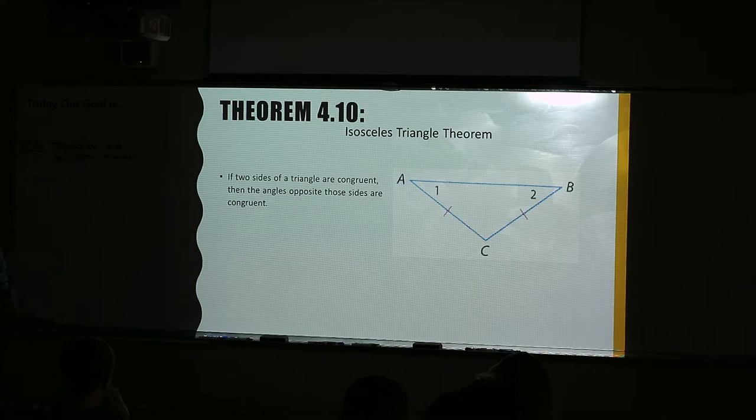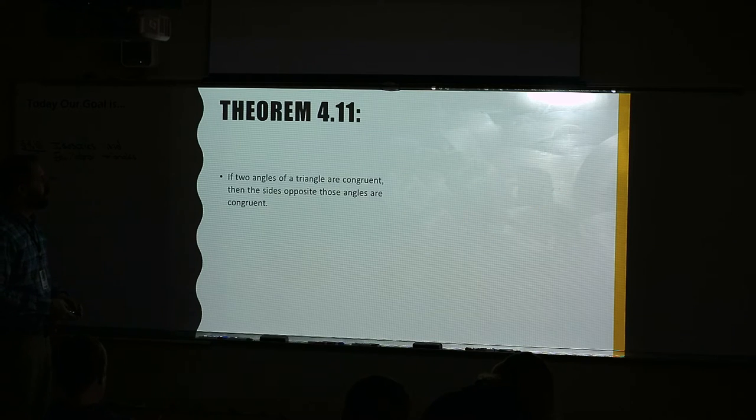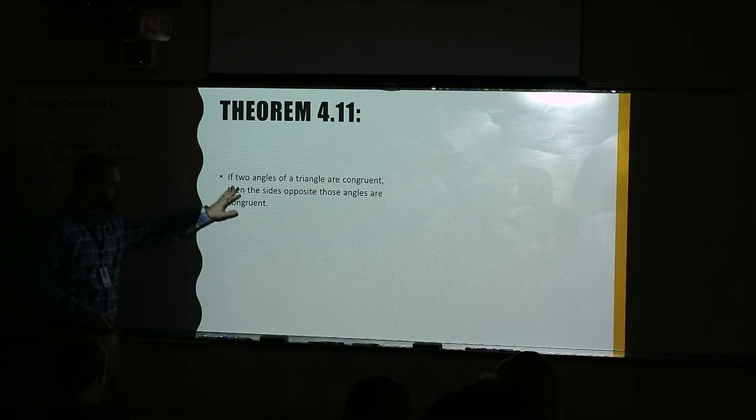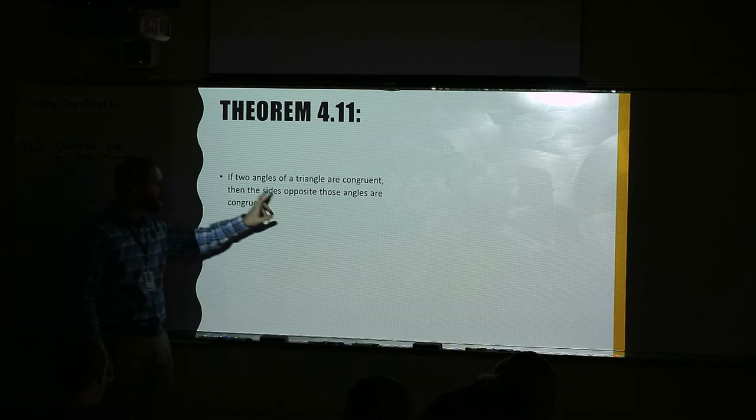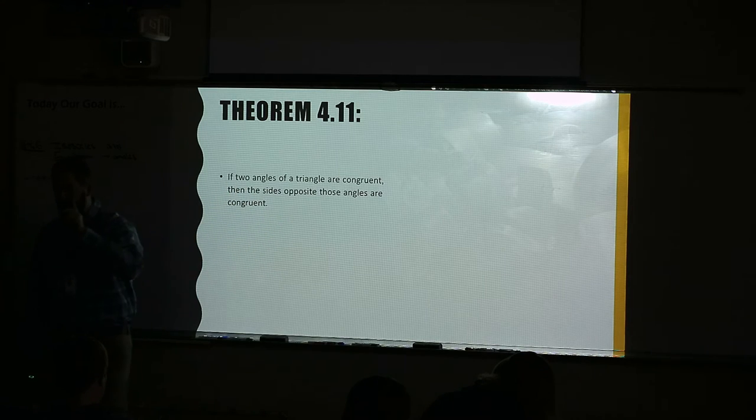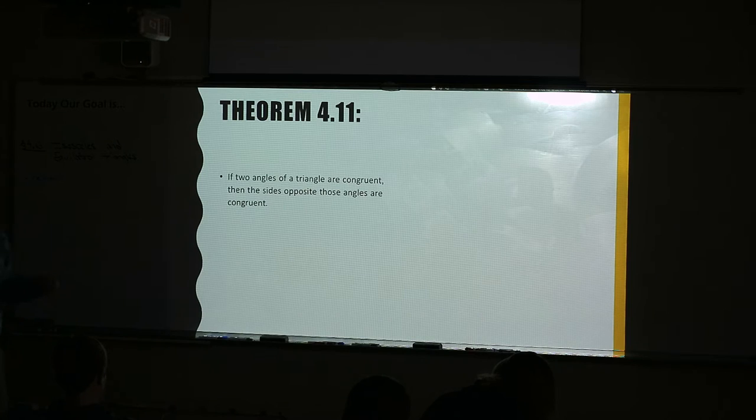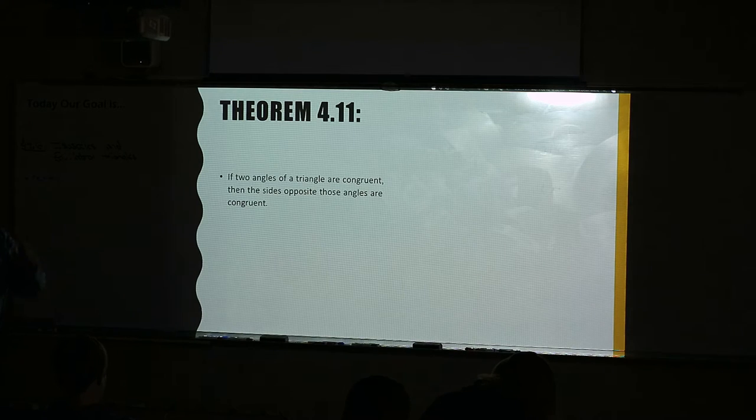Move on to 4.11. 4.11 is basically this theorem, but we do the converse of it. So here's 4.11. So now, we're given the angles in the corners are the same. We need to prove that the sides opposite of them are the same. So given the angles in the corners, we need to prove that this triangle is in fact isosceles by definition, that the walls are equal.